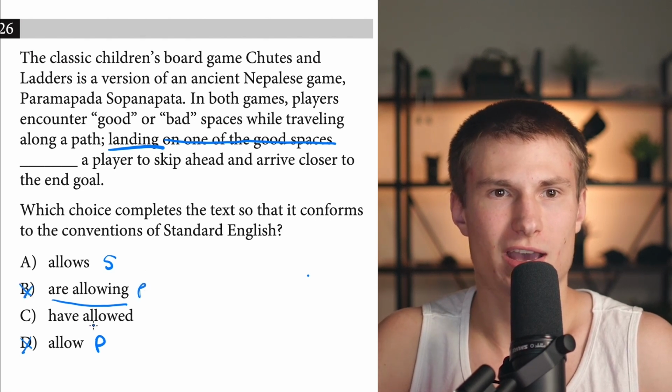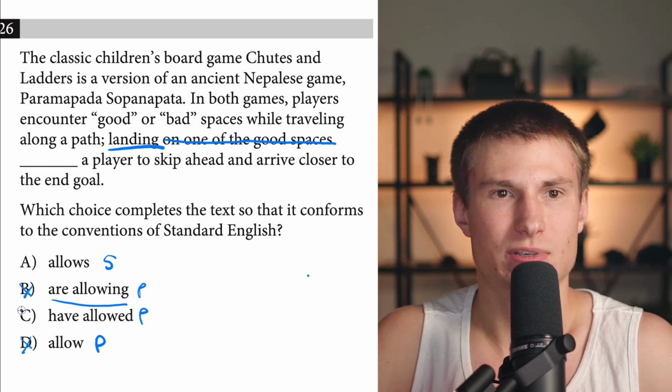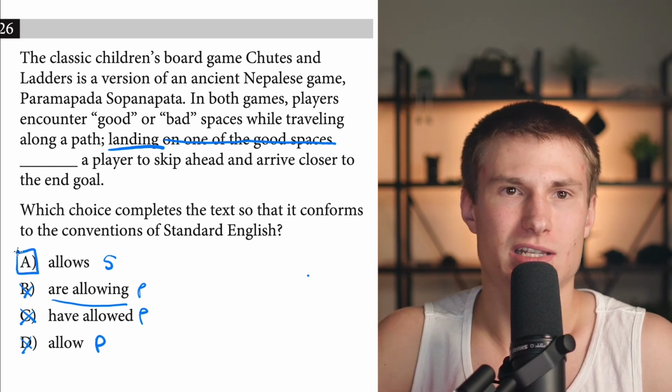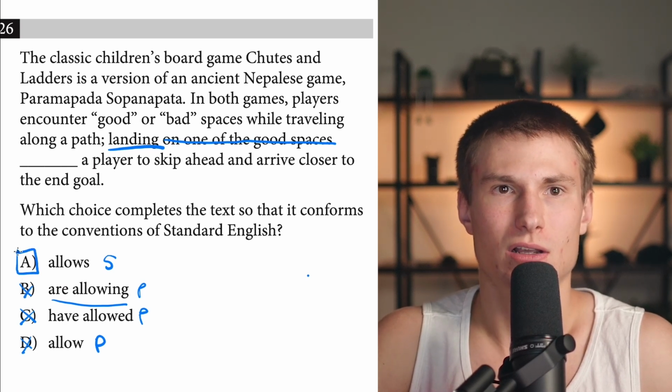If you look at C, we have allowed. We would state they have allowed, but he has allowed. So once again, we see C would be plural as well. So our answer would have to be option A, since we need to maintain that singularity that is in our subject to the singularity that must match with our verb. So our answer would have to be A.